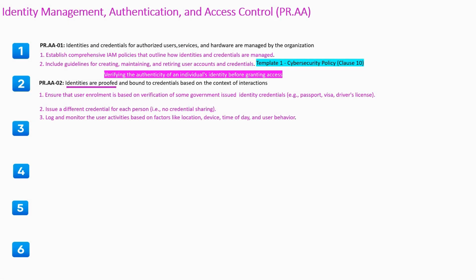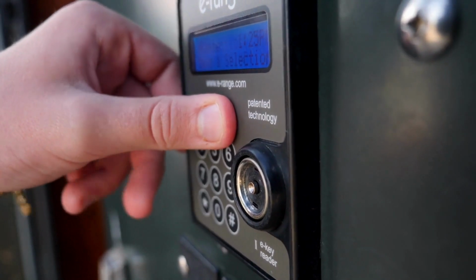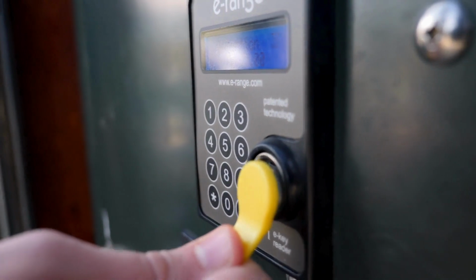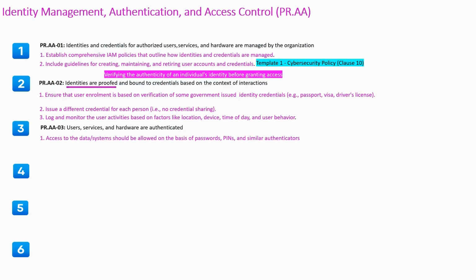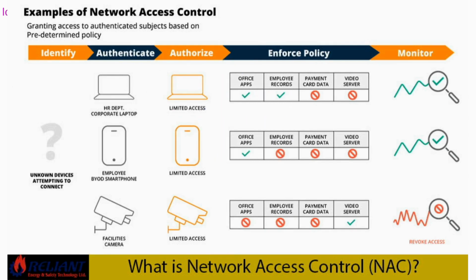The third subcategory requires that users, services, and hardware are authenticated. To implement this, you need to ensure that access to the data and system should be allowed only on the basis of some authentication. It may be password, pins, biometric authentication, or any other similar authenticator. Implement network access control to ensure that only authenticated devices can connect to the network.